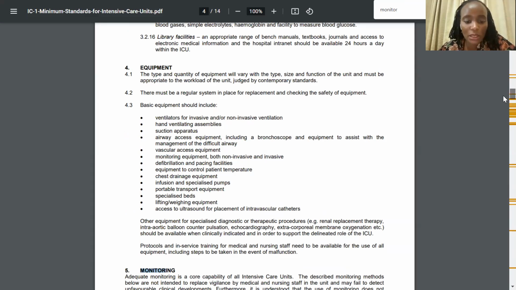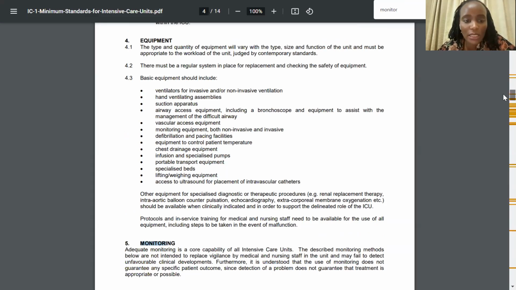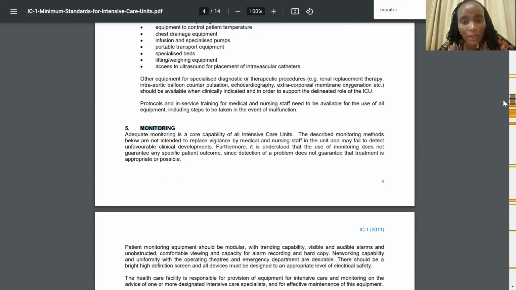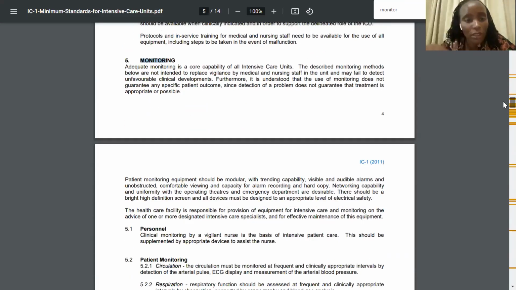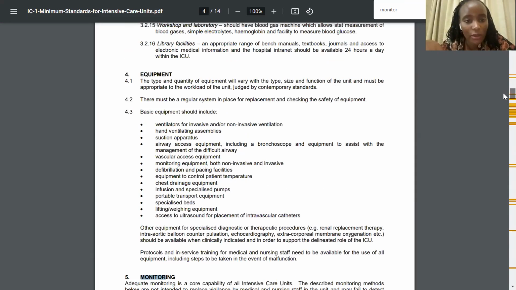So this is just a document on giving the basic needs that are required in an ICU. It's just showing the basic equipment that is required in an ICU and how to set up an ICU, and it even gives a brief on how to space and how to have your ICU arranged.